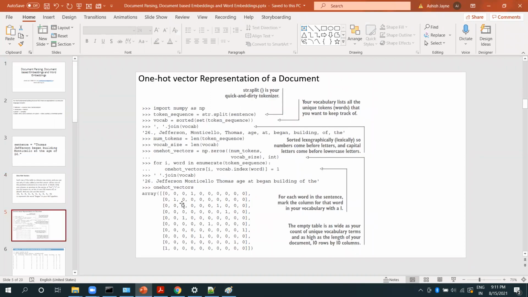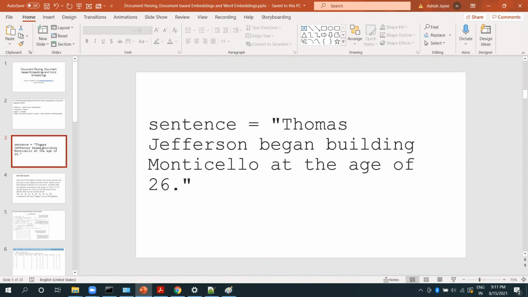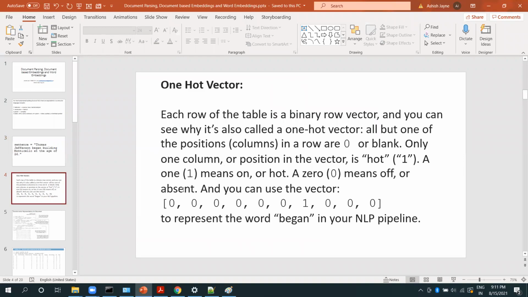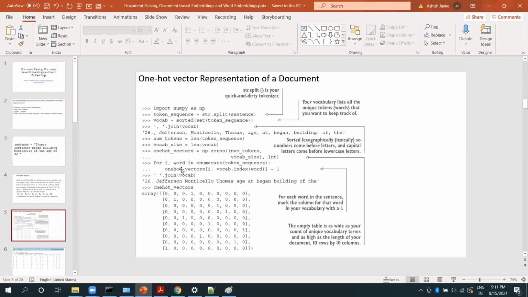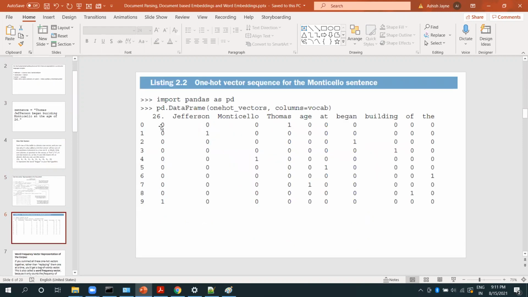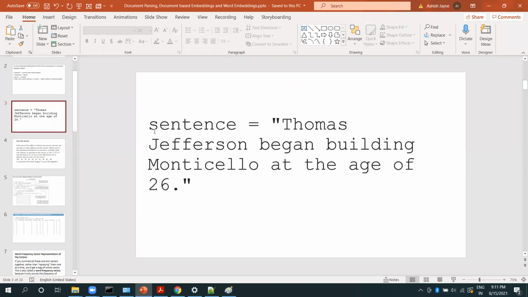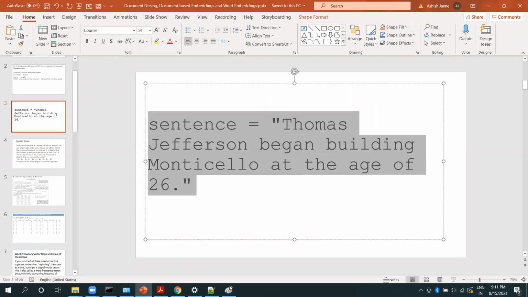This is some code which is producing the one hot vector representation of the sentence. The sentence is this: Thomas Jefferson began building Monticello at the age of 26. What is happening here is it is trying to build a vocabulary by creating one hot vectors for the words. And the way it does is it has sorted the words from the sentence.